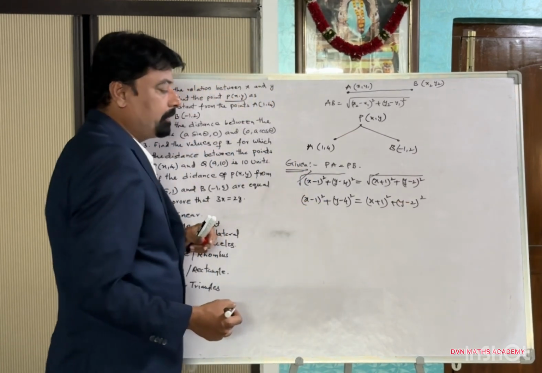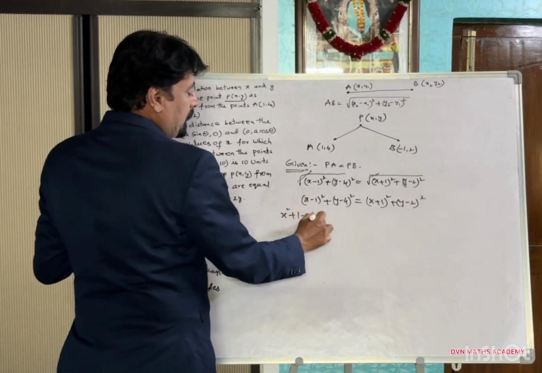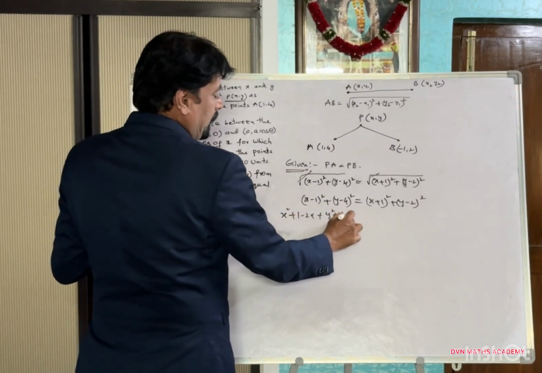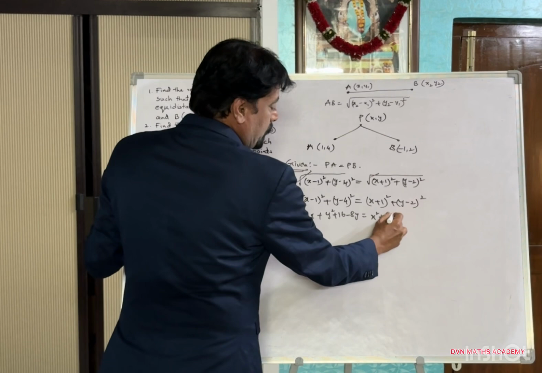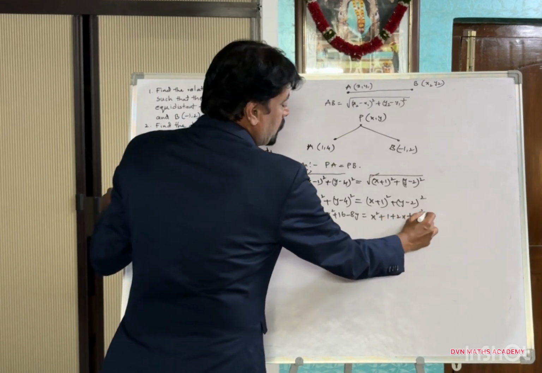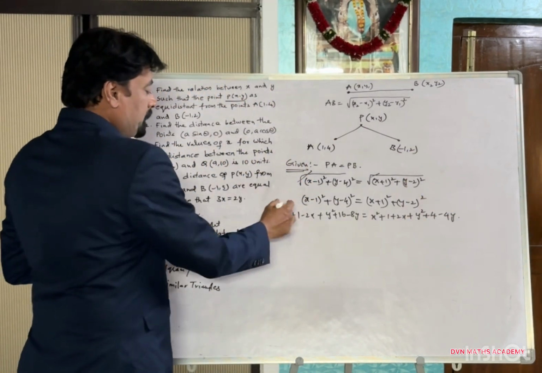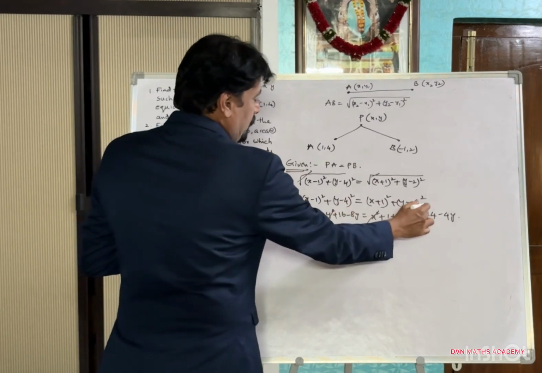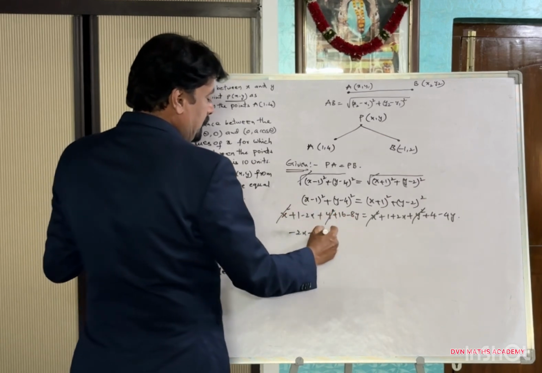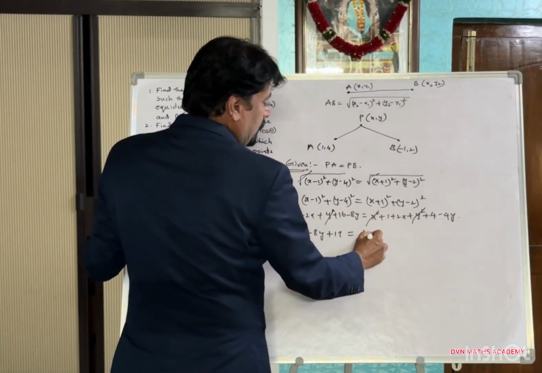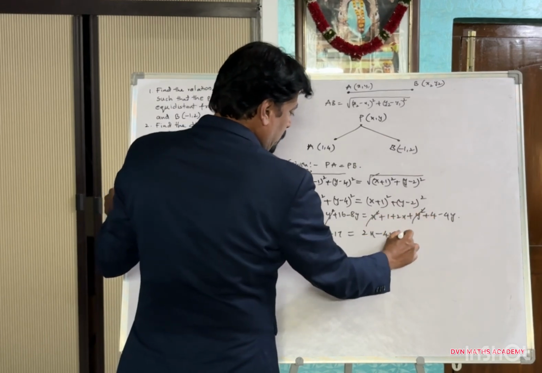This is one of the important pattern questions. If you open (a minus b) whole square, this becomes x square plus 1 minus 2x, plus y square plus 16 minus 8y, is equal to, using (a plus b) whole square, x square plus 1 plus 2x plus y square plus 4 minus 4y. This is the expansion of the given equation. If you observe carefully, x square will be cancelled and y square will be cancelled. What will remain is minus 2x minus 8y, 1 plus 16 is 17, and on the other side 2x minus 4y, 1 plus 4, this becomes 5.